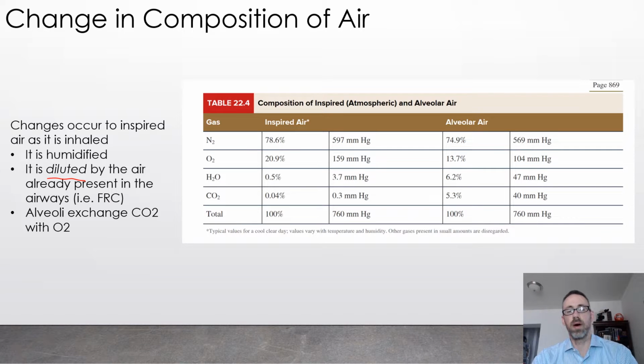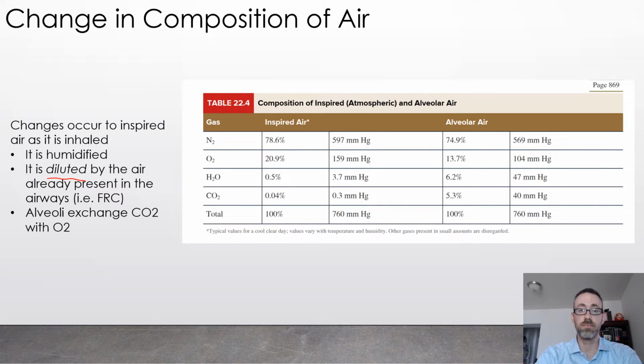All right, it's diluted by what we call the functional residual capacity. If you recall from the previous lecture, when we're breathing at rest, we call it tidal volume. That's 500 mils of air in, 500 milliliters of air out, right? And I told you that we still have in our lungs what we call the functional residual capacity, which is approximately 2 to 2.5 liters of air that's still in the lung that's not moving out when we breathe out normally, okay?